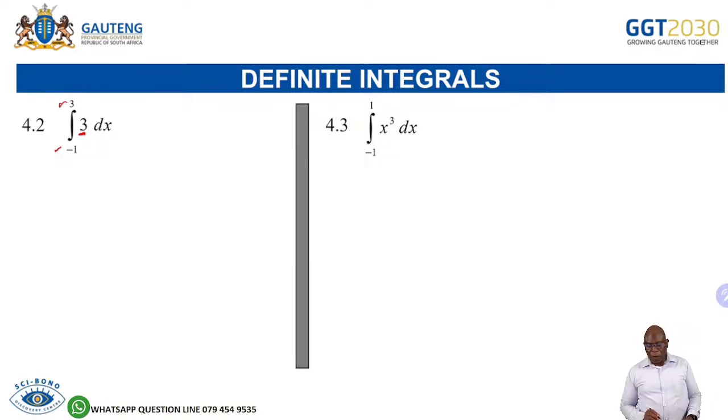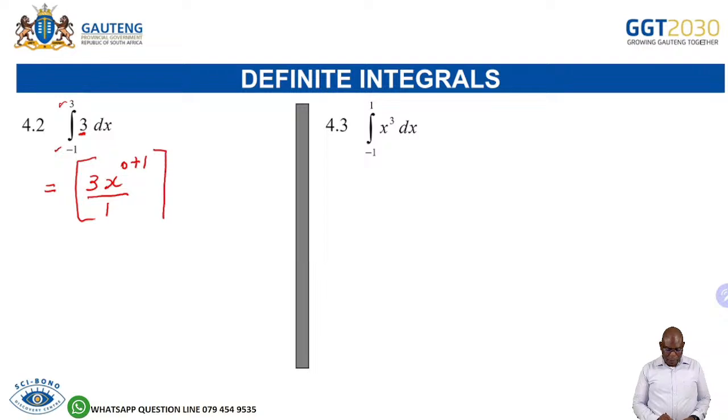Okay. Now what do we do? Obviously, first thing you're going to integrate. I integrate 3x to the power of 0 plus 1, if it's a constant, divided by 1. This whole thing there must be inside the bracket, and a 3 on top and a -1 at the bottom. Then I'll have 3x, right, to the power of 1, divided by 1 is 3x, and this thing here, we have a 3 and a -1.